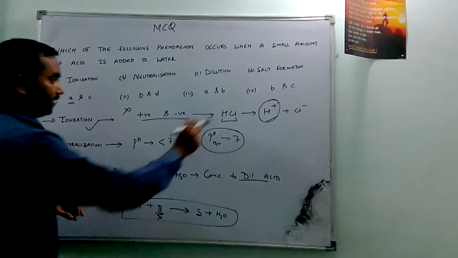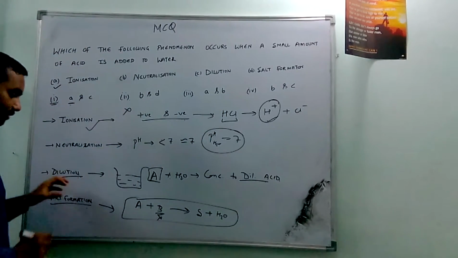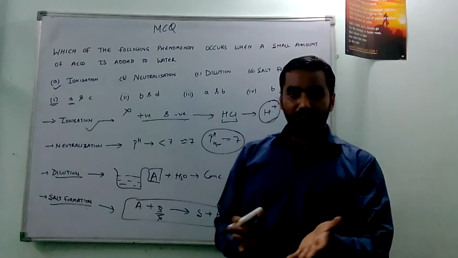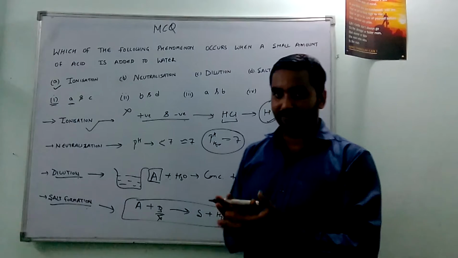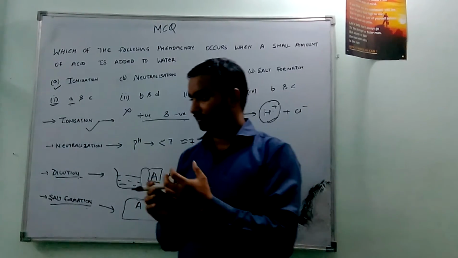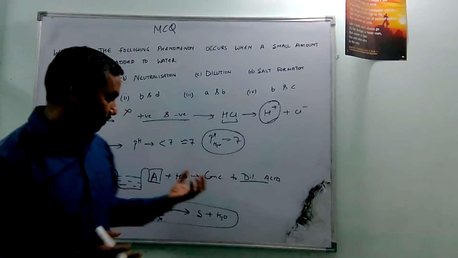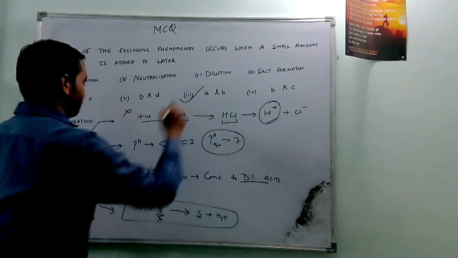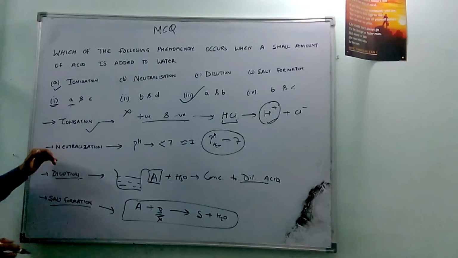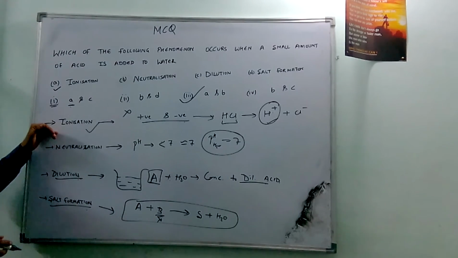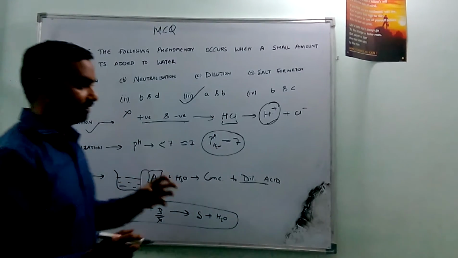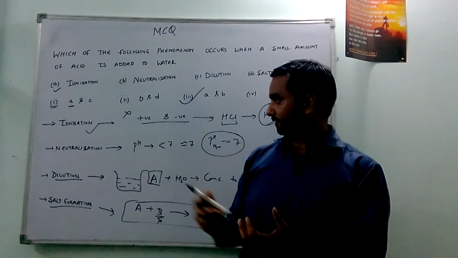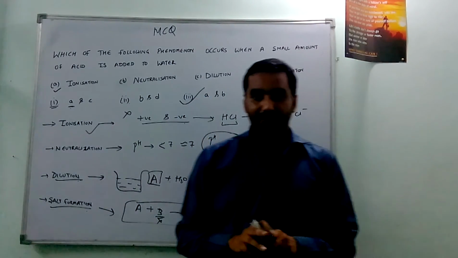The next is B and C, dilution. Dilution decreases the concentration from concentrated acid to dilute acid. So our option is A and B, where ionization and neutralization occur for a small amount of acid with the addition of water in it. So our answer is B.